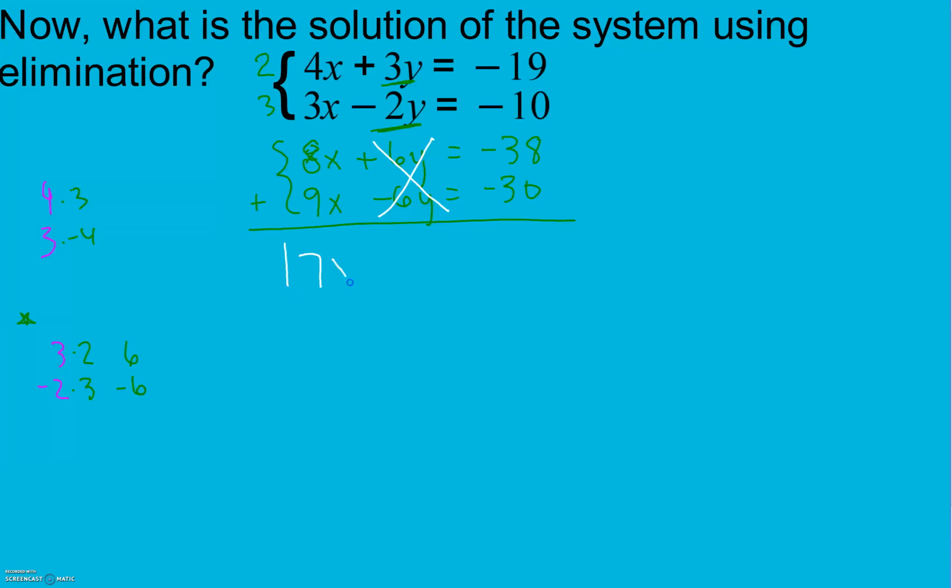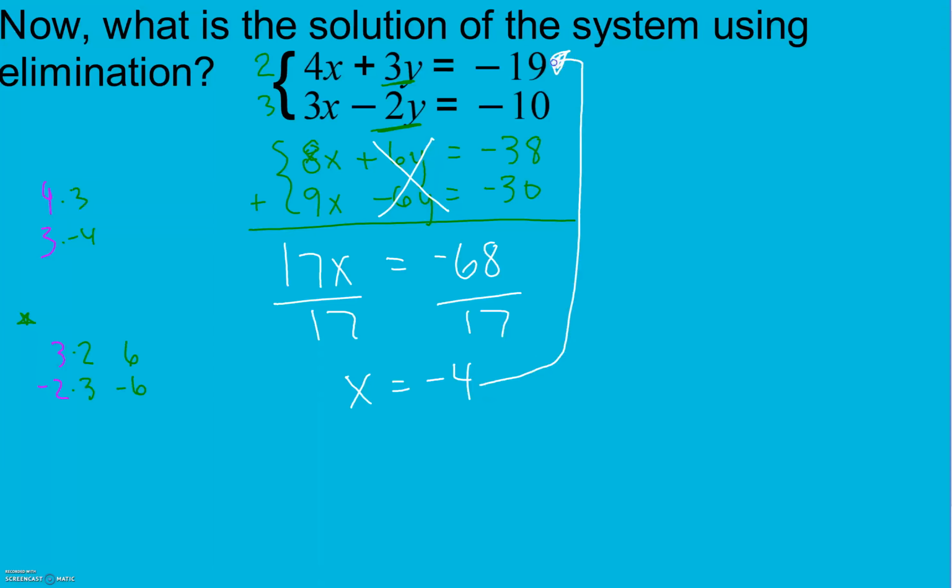And we get 17x equals negative 68. Divide by 17. We get negative 4. Now that we know x is negative 4, we can substitute it in to one of our equations. Again, it doesn't matter which one.